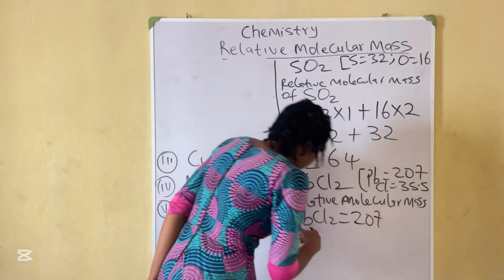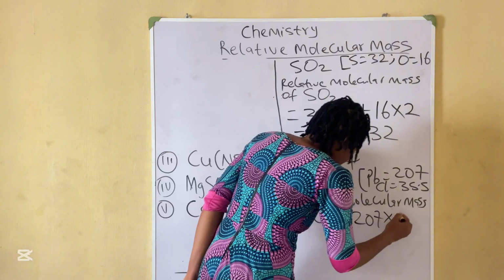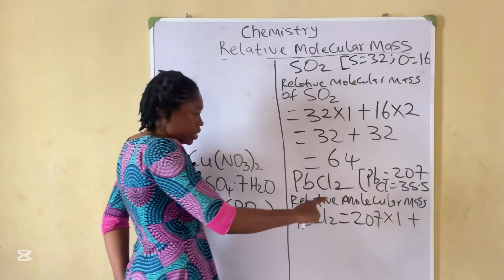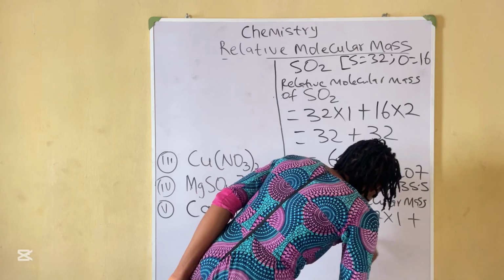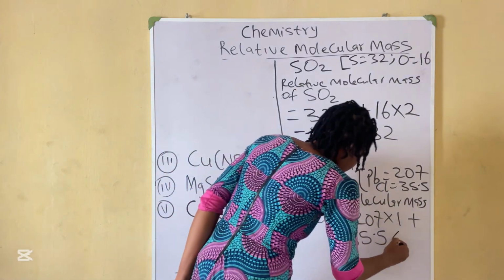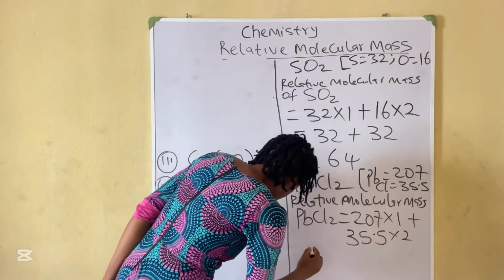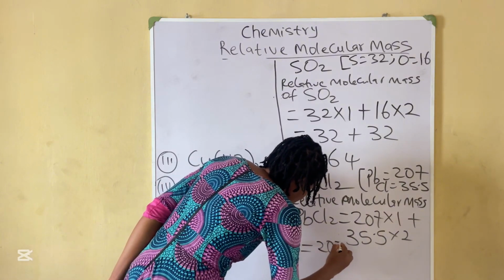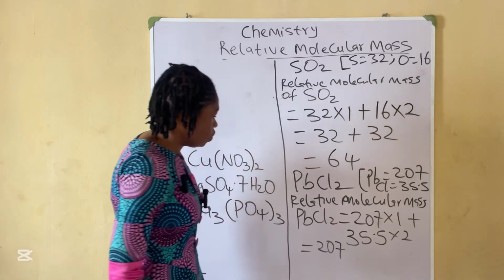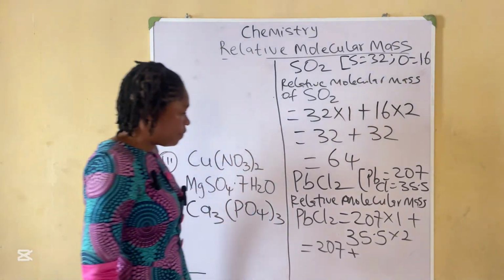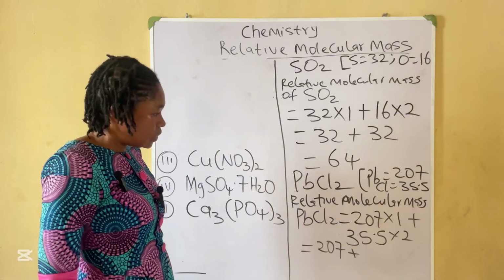The relative atomic mass of lead is 207. How many atoms of lead do I have? 1. So times 1, plus the relative atomic mass of chlorine, 35.5. How many atoms do I have? I have 2, so times 2. When you sum it up, it will be 207 times 1 is 207, plus 35.5 times 2, which is 71.